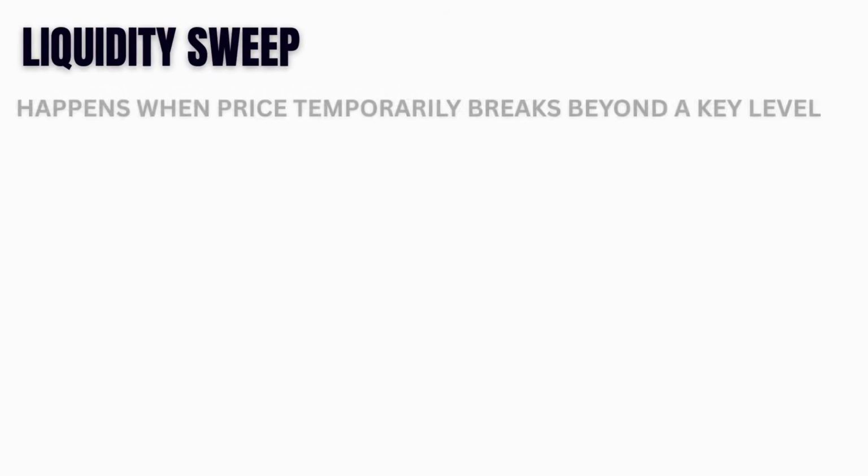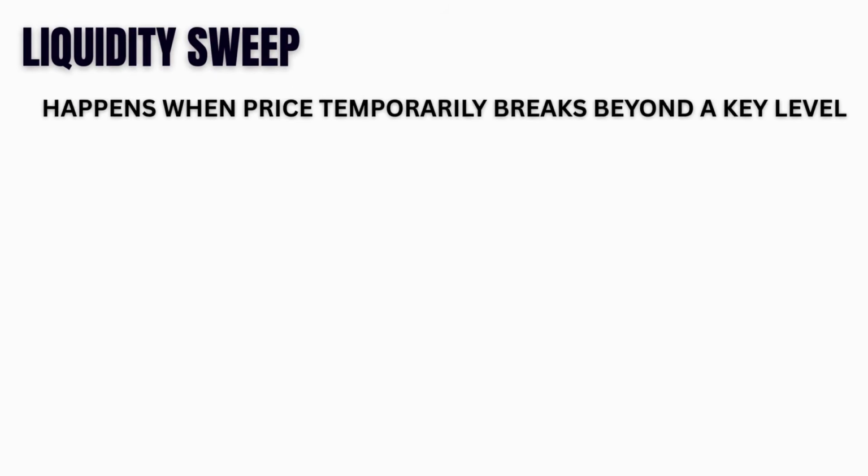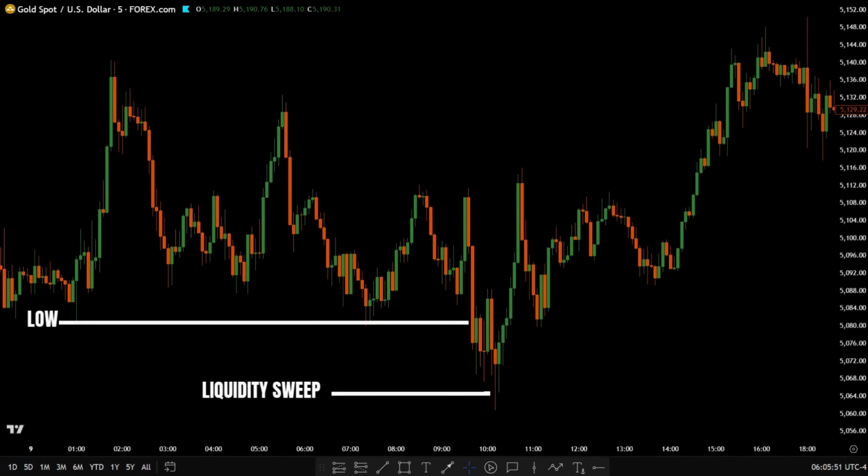Liquidity sweep. This happens when price temporarily breaks beyond a key level, like a session high or low, to collect the stop losses and pending orders sitting in that area, before quickly reversing back inside the range. Smart money needs liquidity to fill large orders. This is how they get it.